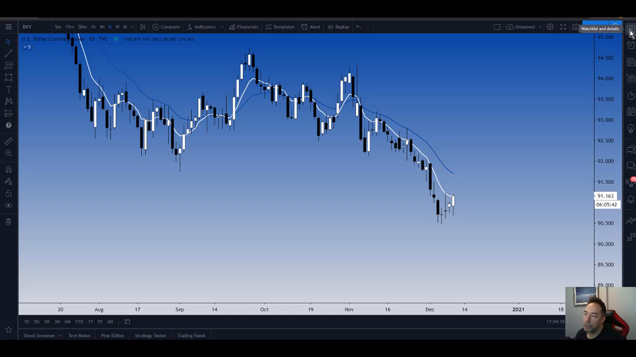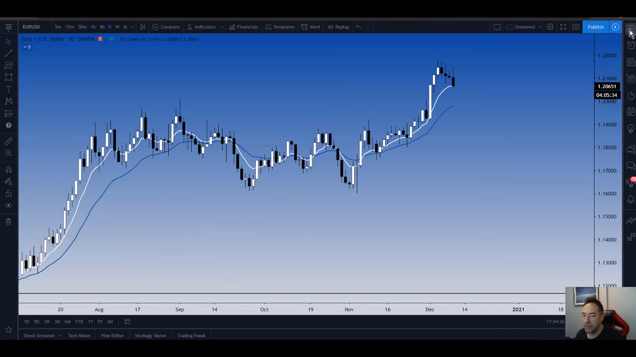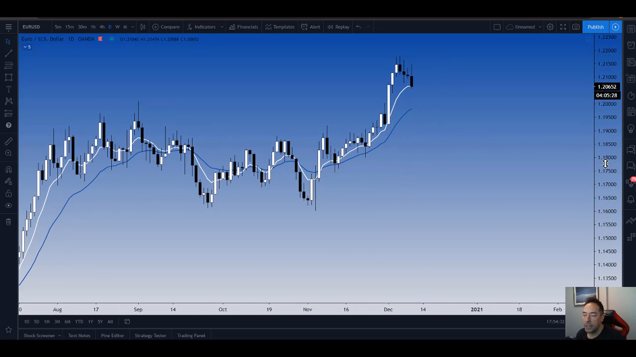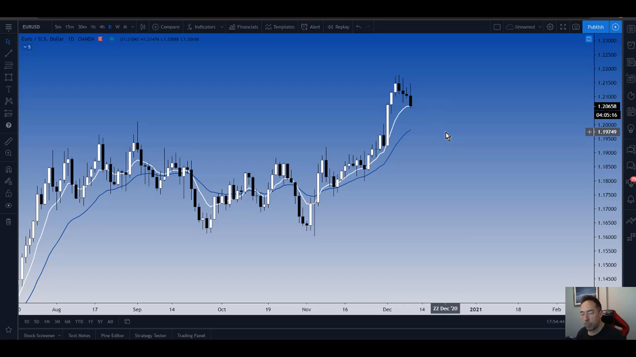So I was talking about how Euro USD is the inverse, or looks to be the inverse of the dollar index. You can see as the dollar index goes down, Euro USD goes up. And just like we were coming into that 8 EMA on the dollar index, we're also coming into the 8 EMA on the daily chart of the Euro dollar. So this could be an interesting area to watch.